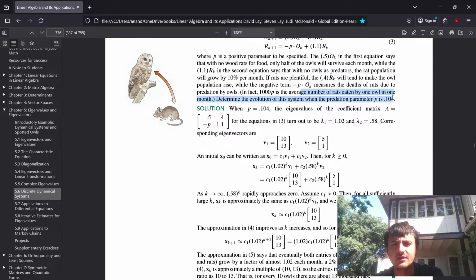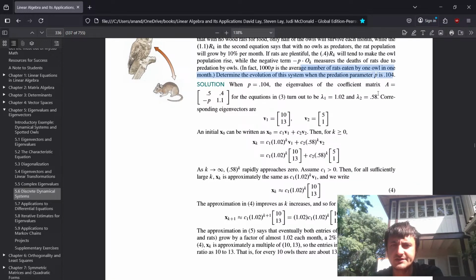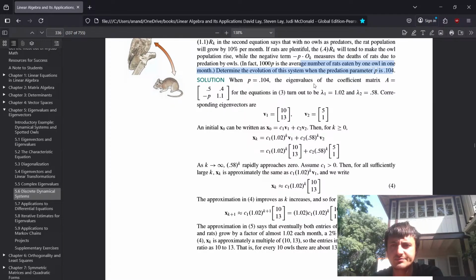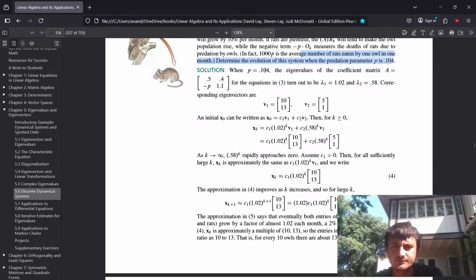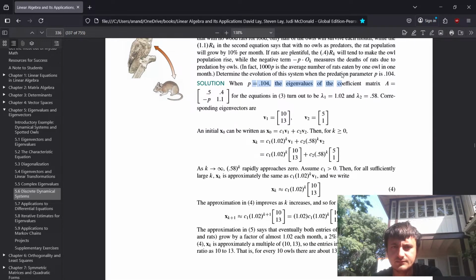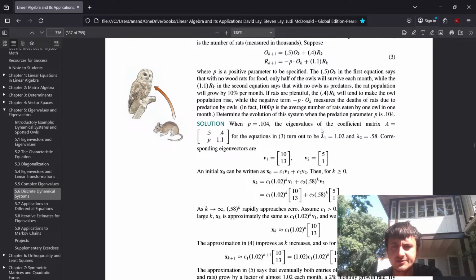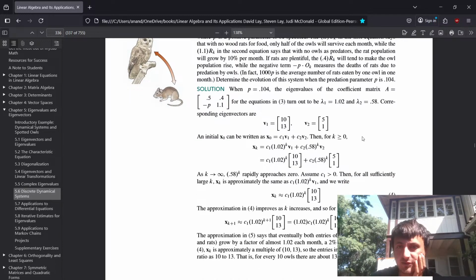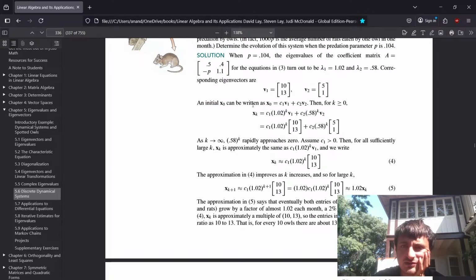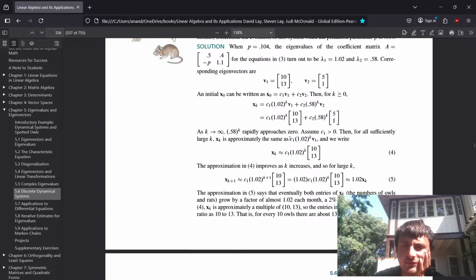Determine the evolution of this system when the predation parameter is 0.1. Okay, we get that the eigenvalues of this coefficient matrix A for the equations in 3 turn out to be lambda 1 equals 1 and lambda 2 equals 0.58, and then we get the eigenvectors. An initial x0 can be written as a combination of them. Okay, then we do the eigendecomposition, and we get our solution.